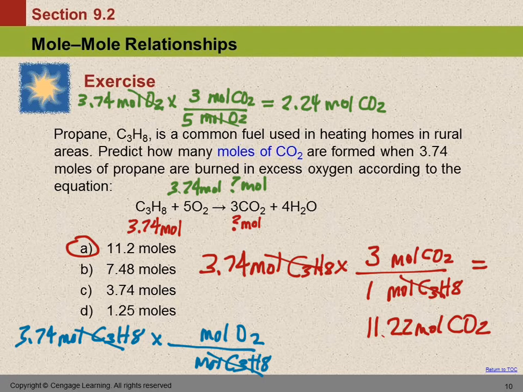Then I go to the equation. In front of oxygen is a 5, and in front of propane is a 1. 3.74 times 5 is 18.7. So that's telling us if we're going to burn 3.74 moles of propane, we need to have 18.7 moles of oxygen. So any two. You can do 2 products, 2 reactants, start with a product, find a reactant, start with the reactants, end with a product.